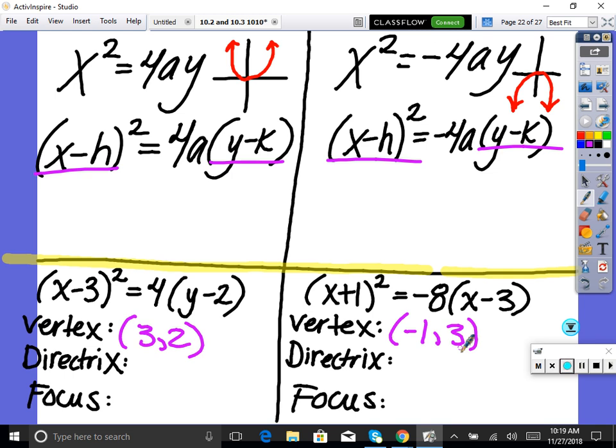Oh, that is a y. That should be a y. Okay. Good point, good point. Okay, let's just start graphing these.